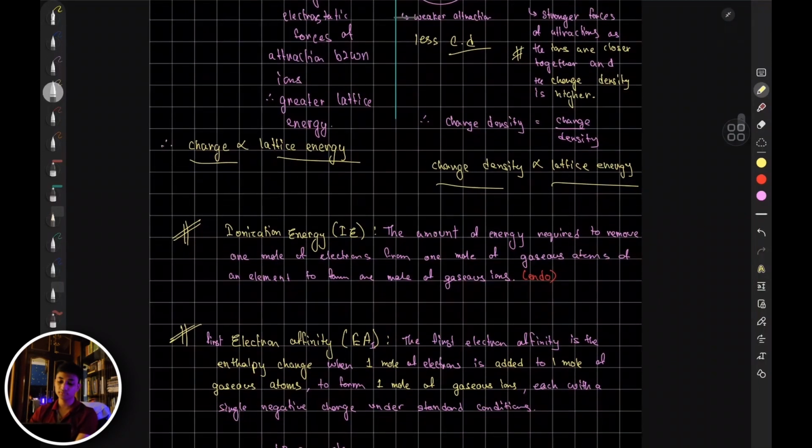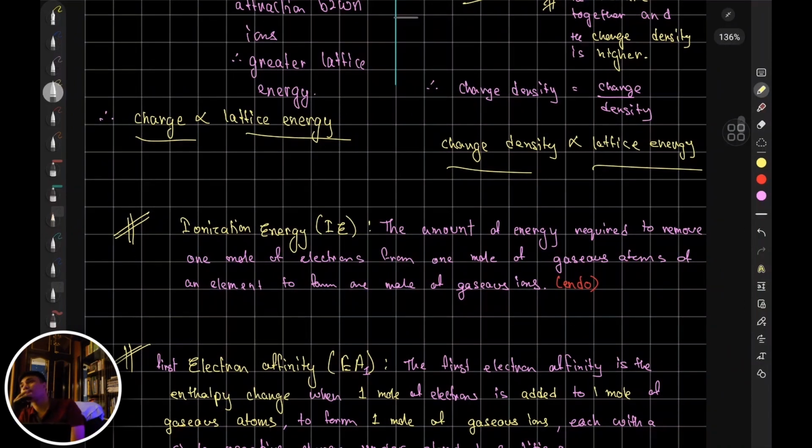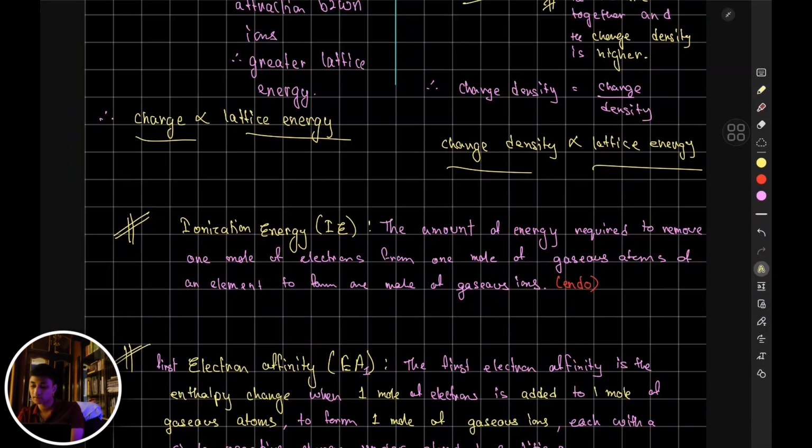Fair enough. Next up, we have ionization energy. We have already studied this in AS, but again, to revise it, the definition is the amount of energy required to remove 1 mole of electrons, meaning 1 electron, from 1 mole of gaseous atoms of an element to form 1 mole of gaseous ions.